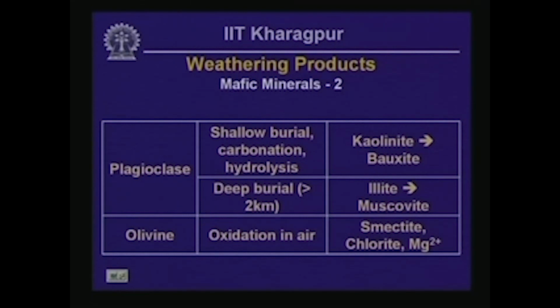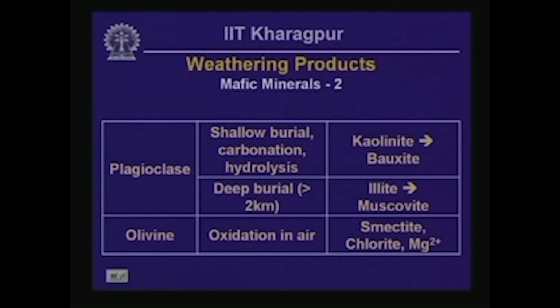Now, we have two more actually, plagioclase and olivine. Plagioclase weathering, depending on the environment, could lead to the development of kaolinite and illite, and olivine mineral leads to the formation of smectite, and as well as chlorite minerals.